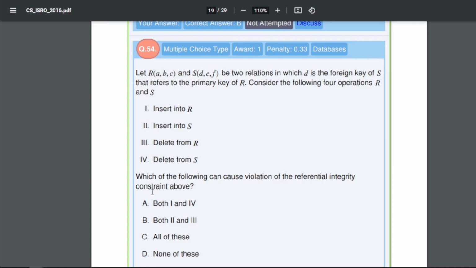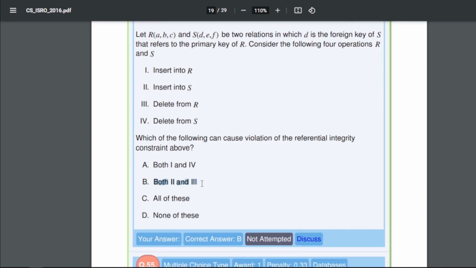So for referential integrity constraint violation the answer is B, which will violate both second and third. Second is insert into S and third is delete from R. So both will cause violation of the referential integrity constraint, right? Second and third, insert into S, delete from R.